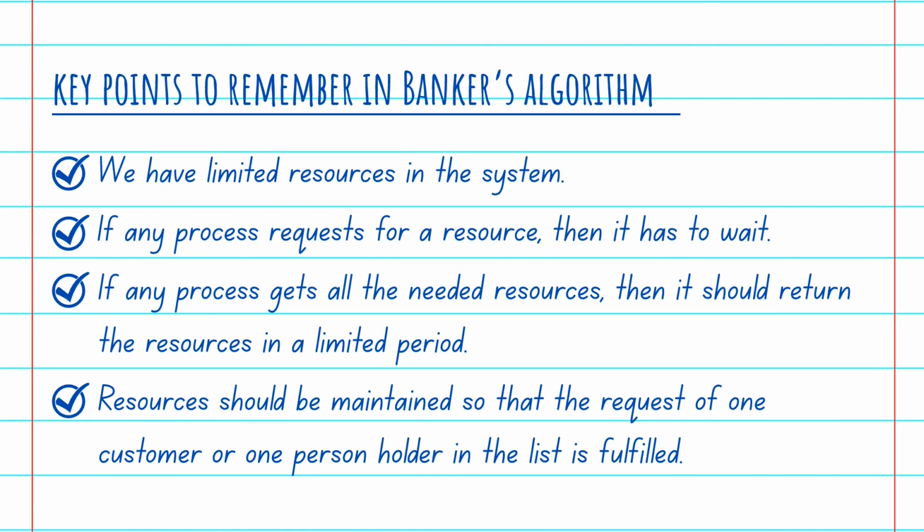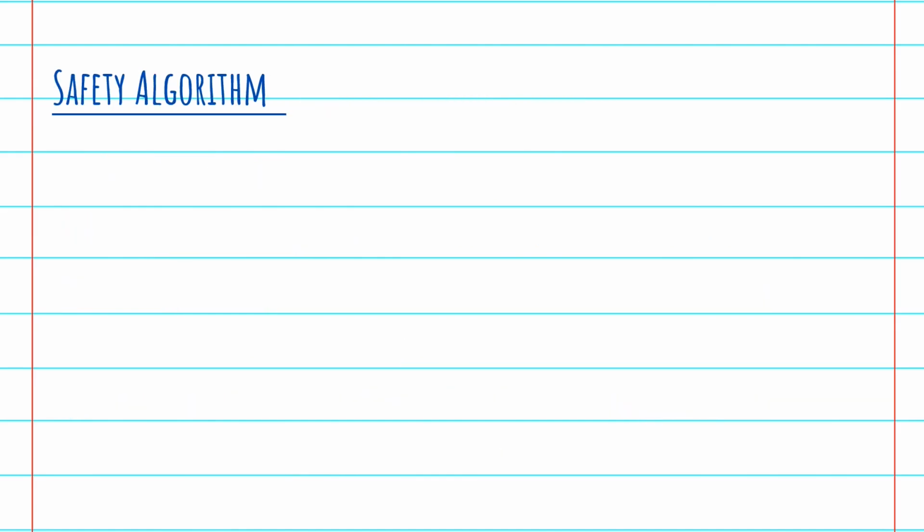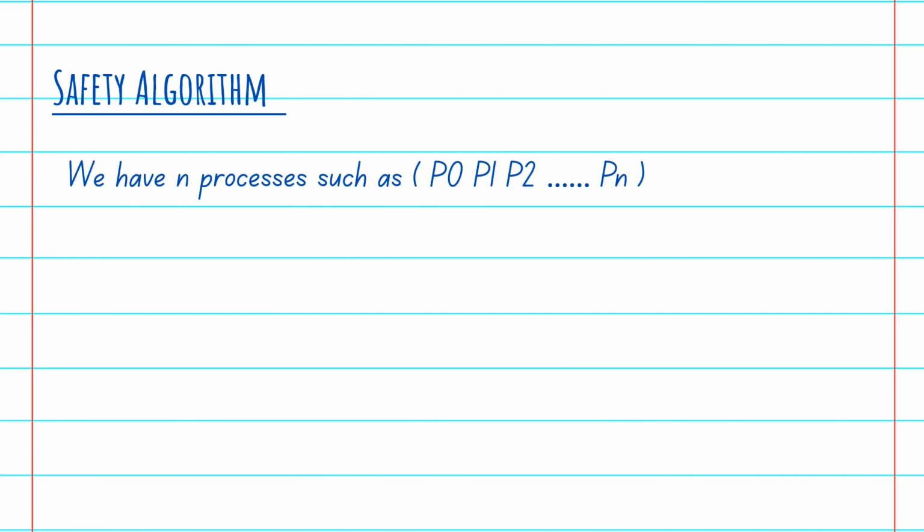Got it? Mainly, Banker's algorithm consists of two algorithms. The first one is the safety algorithm and the second one is the resource request algorithm. The main thing to remember is that the safety algorithm is used to find whether the system is in a safe state or not. Okay, and the resource request algorithm is mainly used to determine whether a request can be safely granted or not. Just remember this. Okay, let's go deeper into this with an example so you understand better.